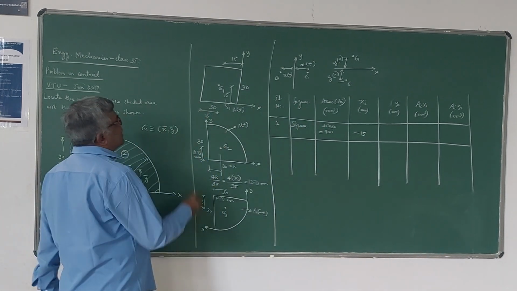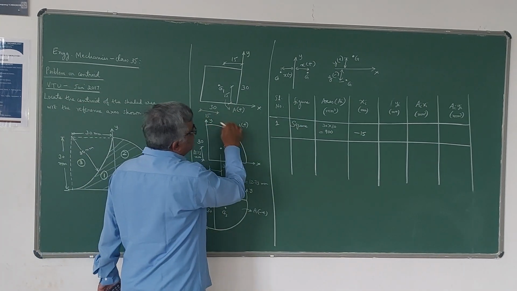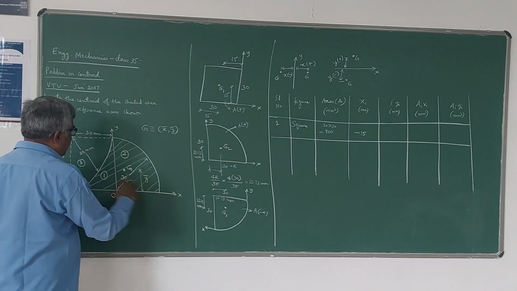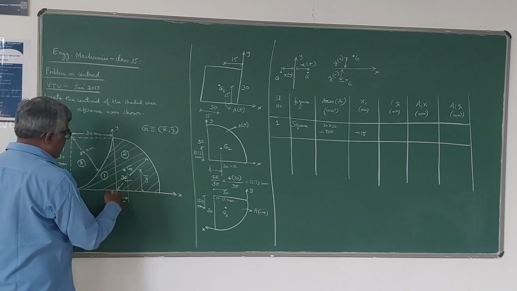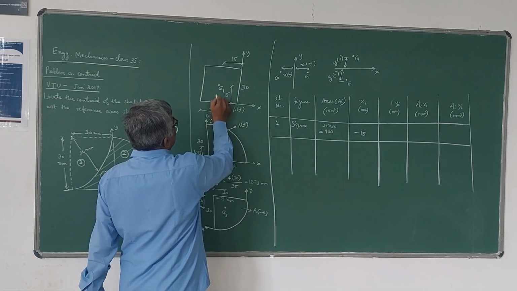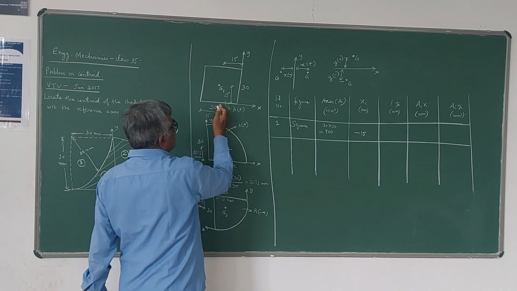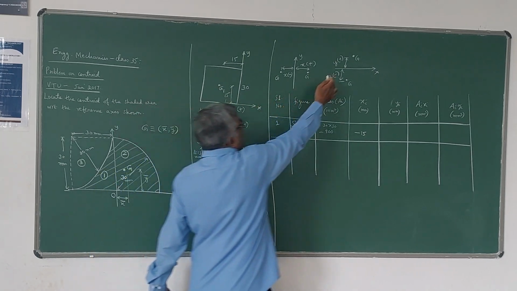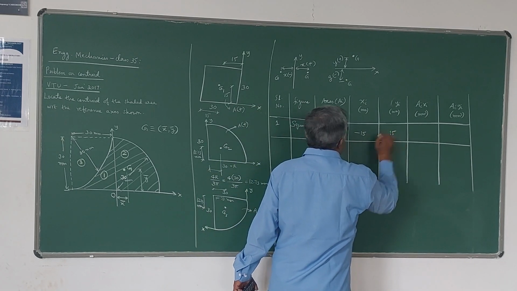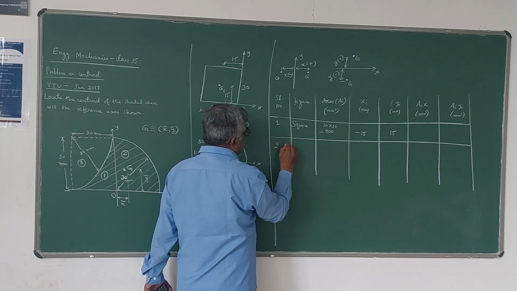Next, yi is the distance of G1 from the x-axis. So this is your x-axis. So from this figure you can see for the square, this is the x-axis, this is the y-axis. So here, this distance once again, since it is above the x-axis, you have to take a positive value, so plus 15. Then number 2 is a quarter circle.